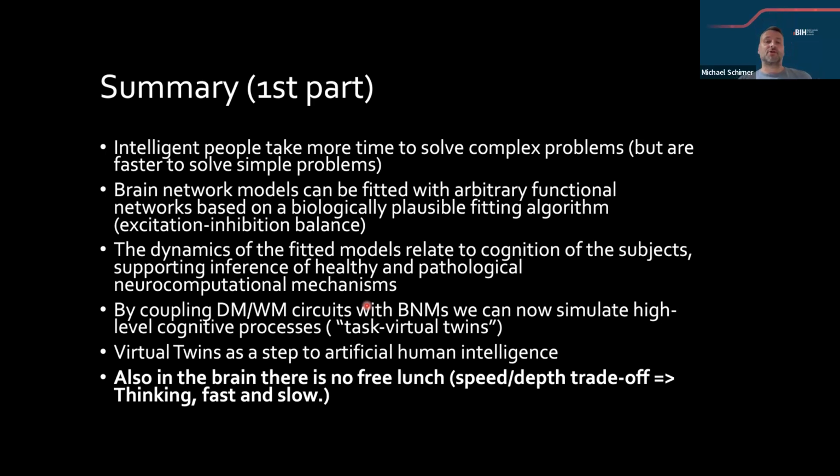And it also shows us, coming back to Daniel Kahneman, that also in the brain there's no free lunch. There's always a trade-off between the speed and the depth of decisions and solutions that our brains compute, which probably gives rise to the two systems of Daniel Kahneman, thinking fast and slow.